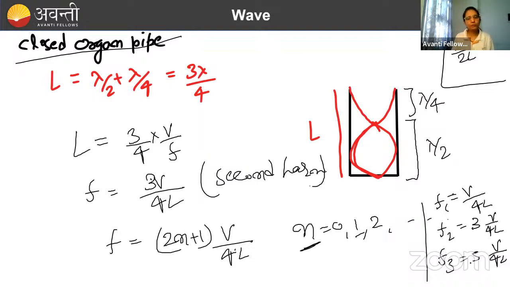I didn't encounter any question of that sort, but still I'm giving you the information. If end correction is given in your question, suppose it is given as 2 millimeter, it means the length of the tube is L, but it will act as if its length is equal to L plus the end correction.